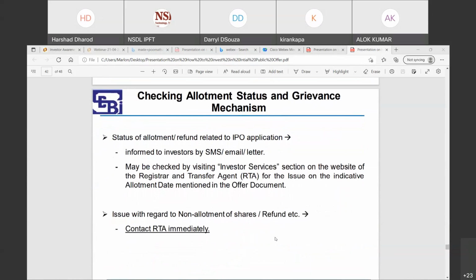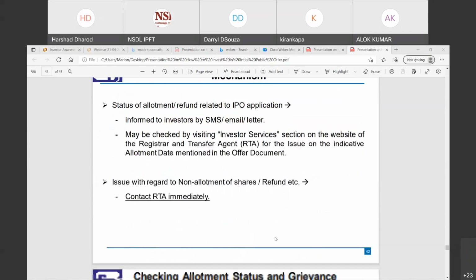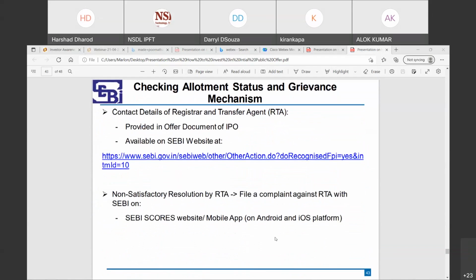So this is the status. Once you get it, you can go and check the status. Online facilities are there at the RTA websites. You can put in your numbers to see whether you have got the allotment or not. You can just scroll down, or you can contact the RTA immediately once it is done.